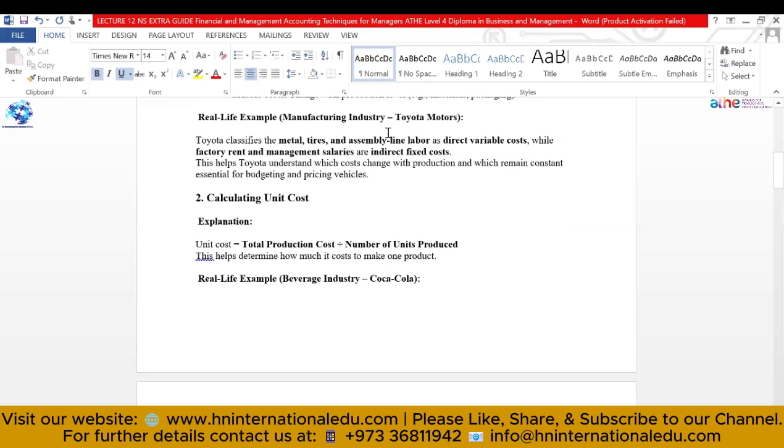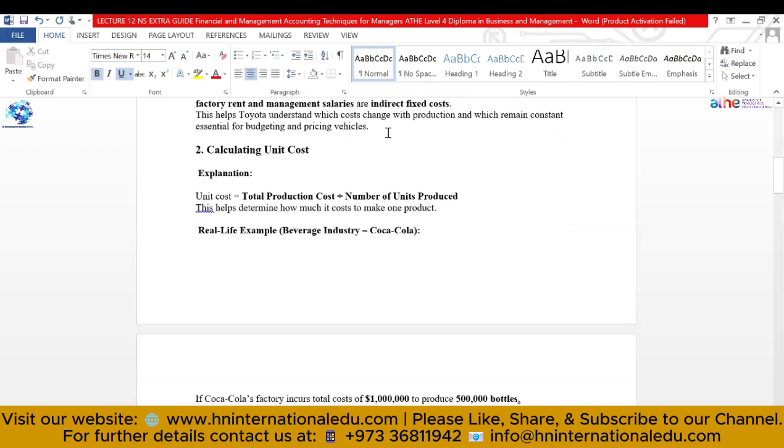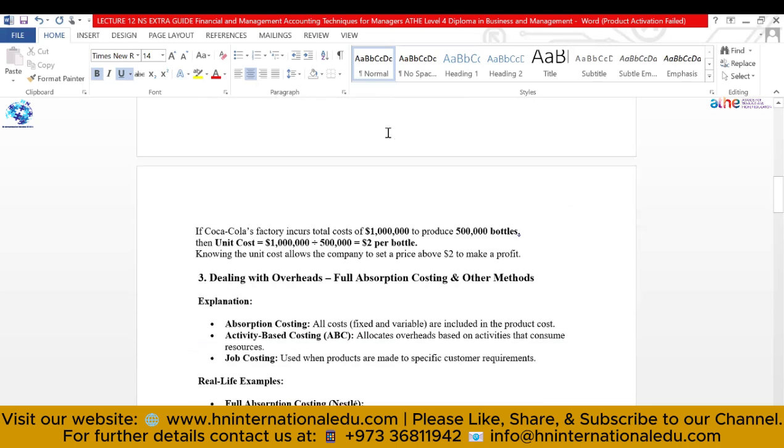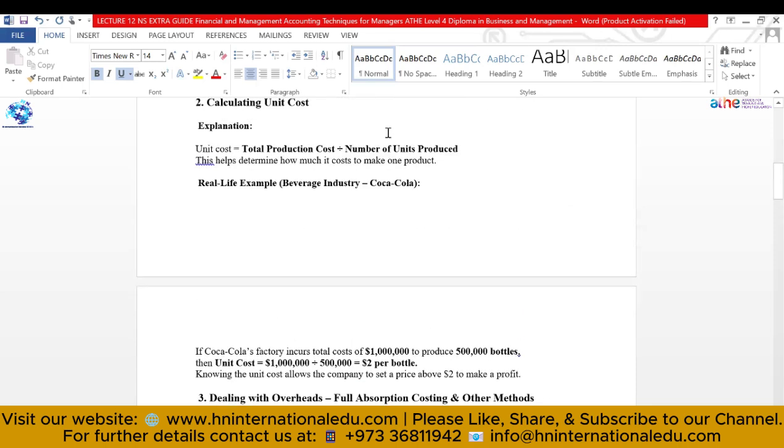For the unit cost, we worked on the formula, and for the real life example, I chose Coca-Cola. So the formula stays the same, that is, total production cost divided by the number of units produced.